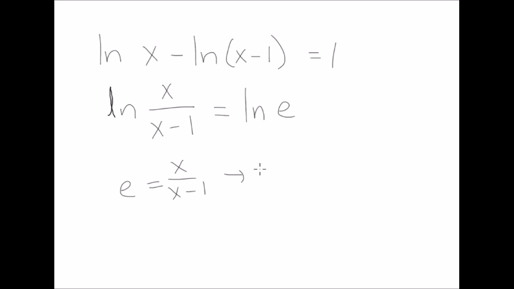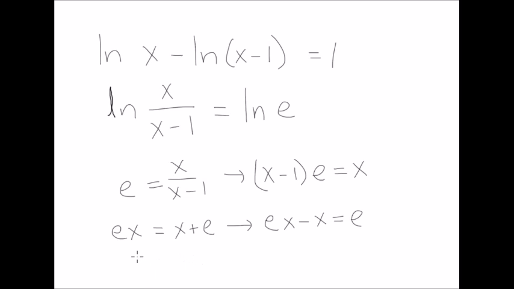We can distribute the x minus 1 to the other side, times e is equal to x. We multiply out. We get that e times x is equal to x plus e. And moving the x to the other side, we get that e times x minus x is equal to e. And finally, we pull out the x, e minus 1 times x is equal to e, and get to that x is equal to e over e minus 1.